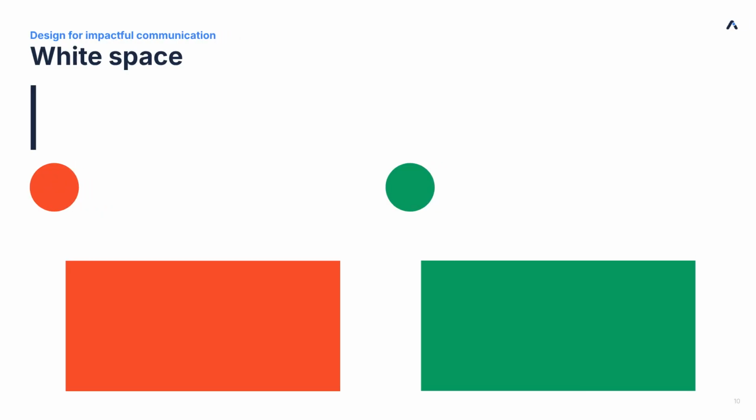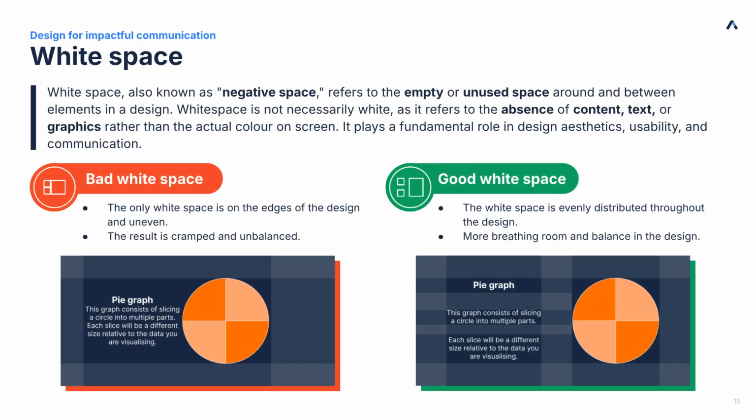White space, or negative space, is the unused space around elements. It refers to the absence of content, text, or graphics, not necessarily the color white. Good white space is evenly distributed for breathing room and balance.